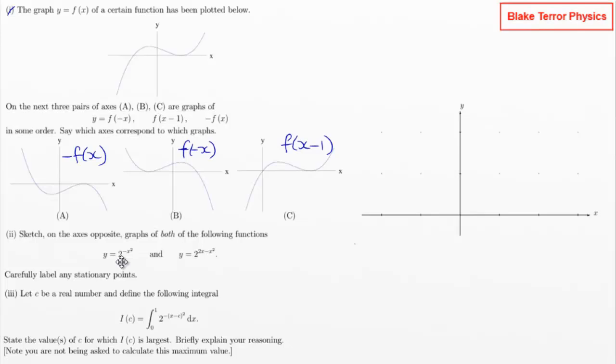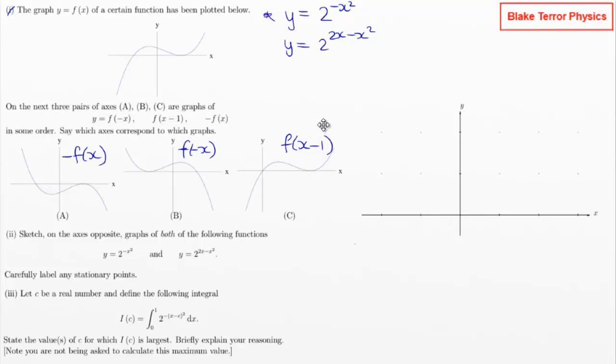Part 2: sketch on the axes opposite graphs of both of the following functions. I'm going to write these out a bit larger because I can barely read them myself. y equals 2 to the minus x squared, and y equals 2 to the 2x minus x squared. That second one looks particularly horrible, but it says carefully label any stationary points. Let's just worry about the first one initially.